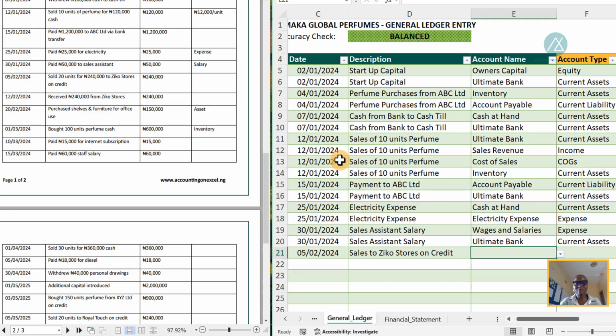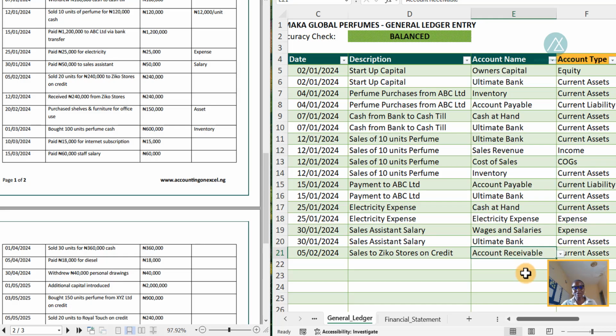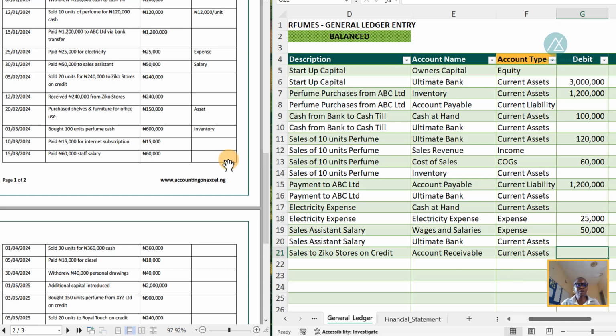Now we are making another sale on credit. The first was cash sales, but this is credit sales. So for credit sales, accounts receivable is impacted, because the person is not paying. Are you getting that? So capture it. How much? 240,000. We are selling 20 units, and mind you, our selling price is 12,000, meaning that it's 240,000.